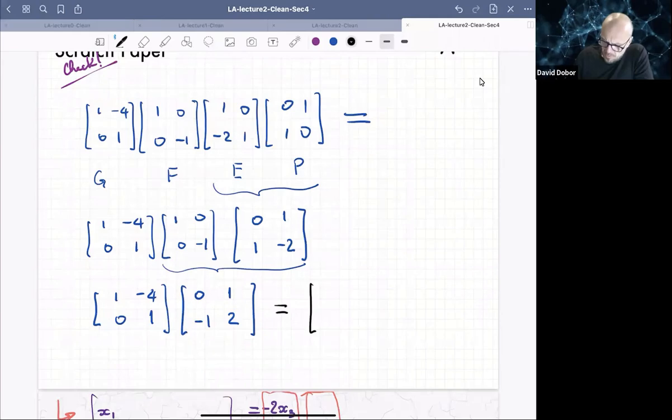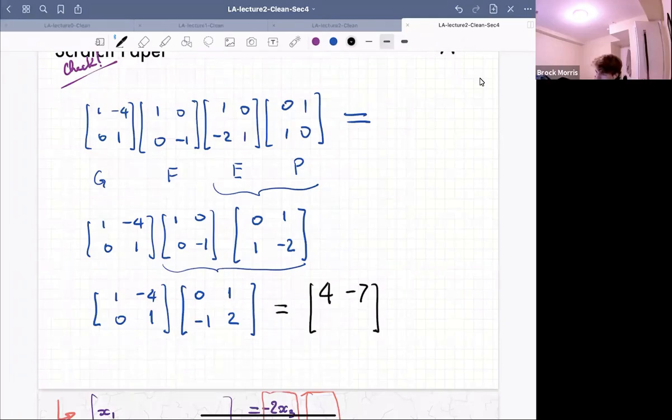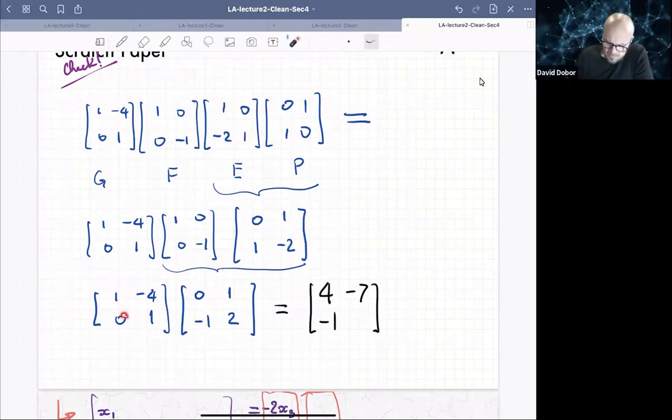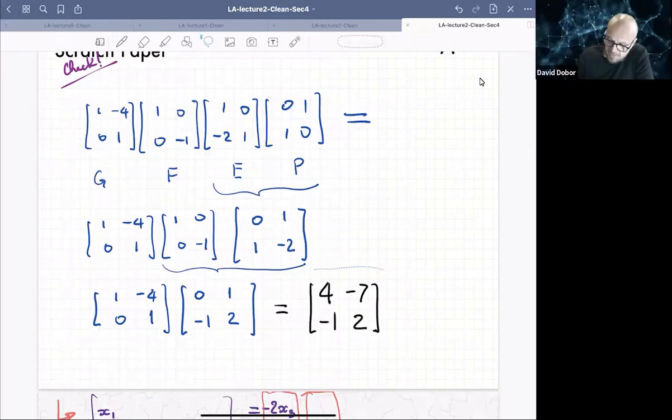Let's compute this one now. 1 times 0 minus 4 times minus 1. Is that a 4? 1 times 1 minus 4 times 2. Is that a minus 7? So help me out on this one. 0 times 0 plus 1 times minus 1. You get a -1. -1 and 2. Now, this matrix better be the inverse.